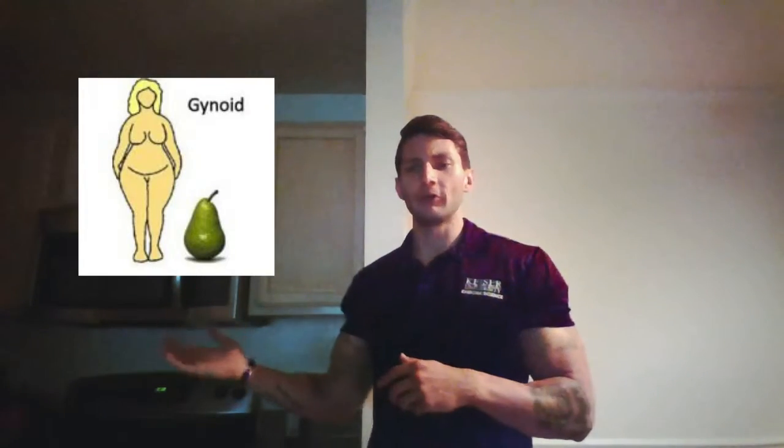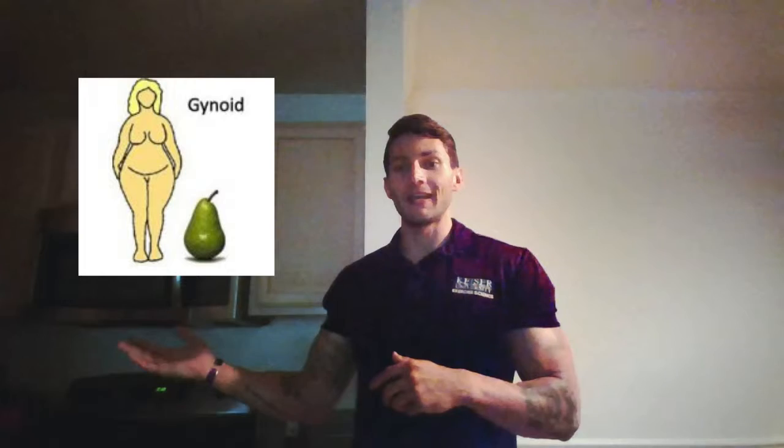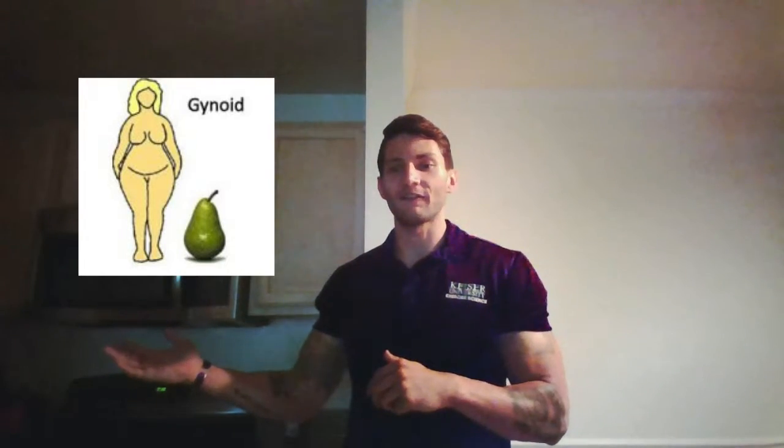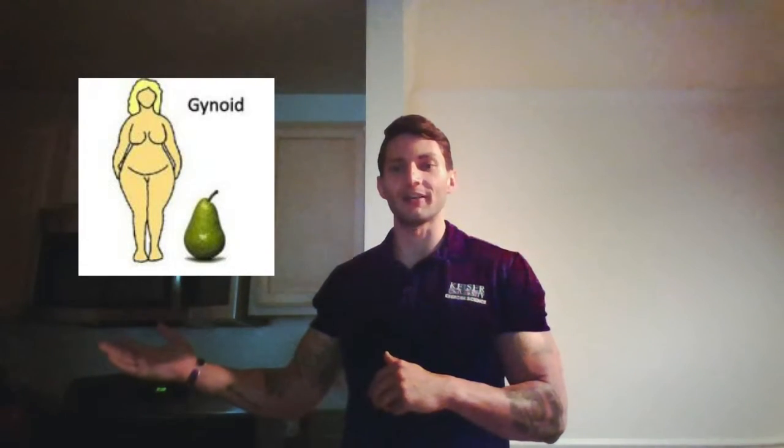Now, when we're talking about this fat mass, keeping an overall low percentage is important, but the location is also important. We've separated this into two different categories. We have our android obesity, which is an apple shape. You can see the fat is more around the abdomen area. And then we have our gynoid obesity, which is a pear shape, and you can see the fat collects more around the hips and the thighs.